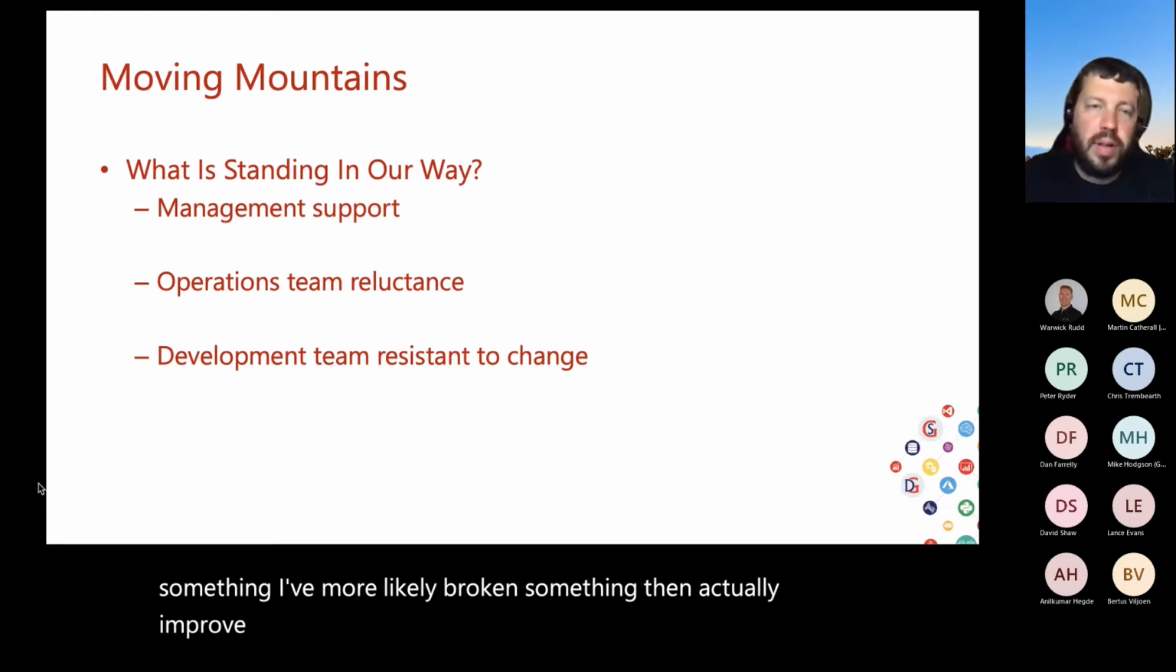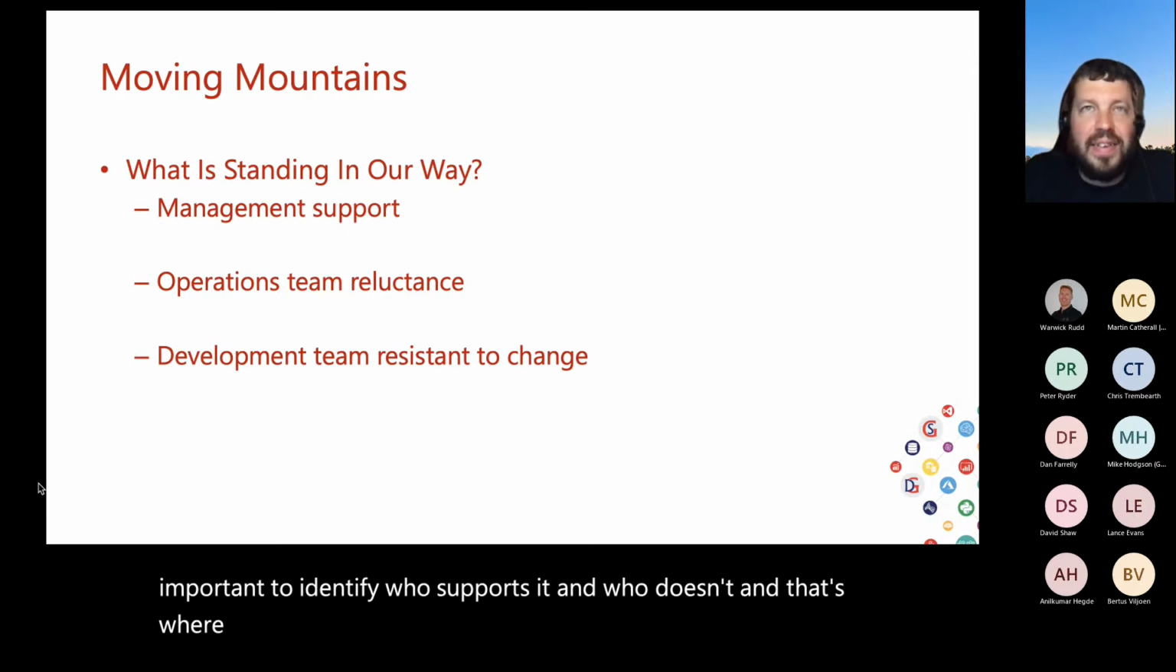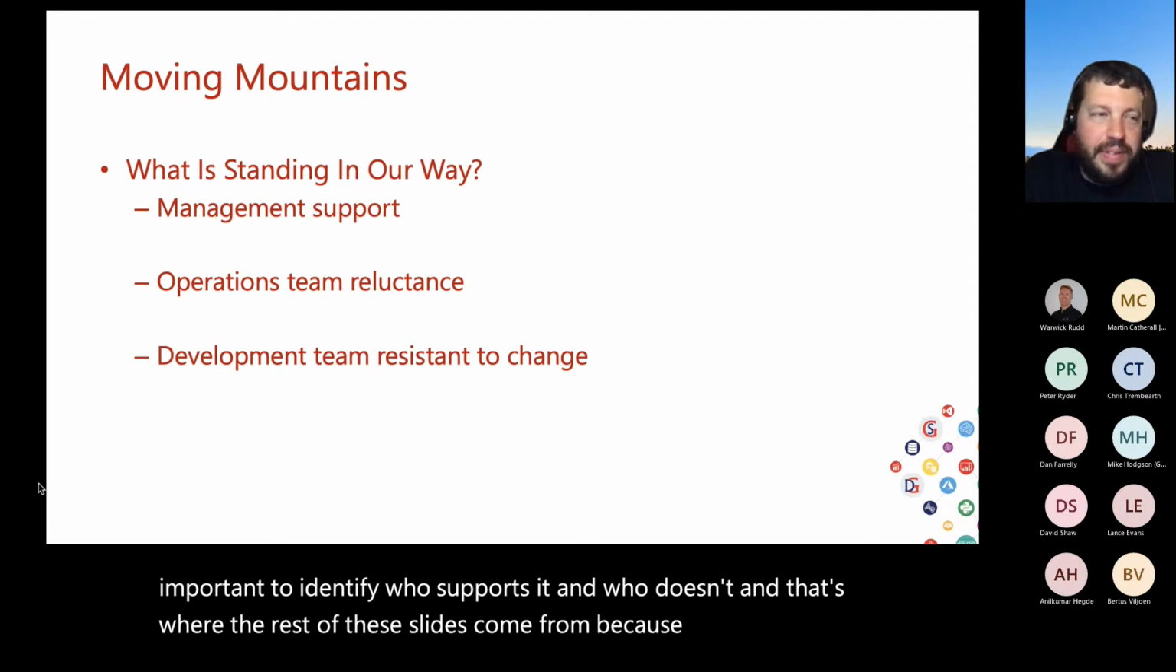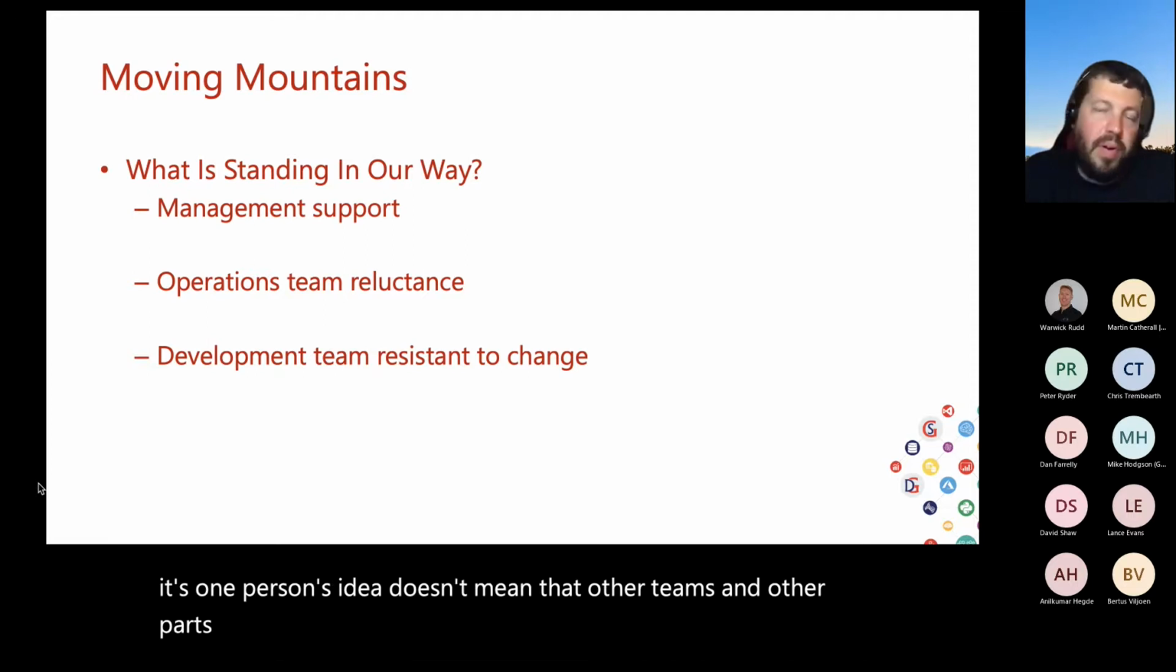So management support is essential, and it's important to identify who supports it and who doesn't. And that's where the rest of these slides come from, because just because it's one person's idea doesn't mean that other teams and other parts of leadership share those priorities and goals as well.